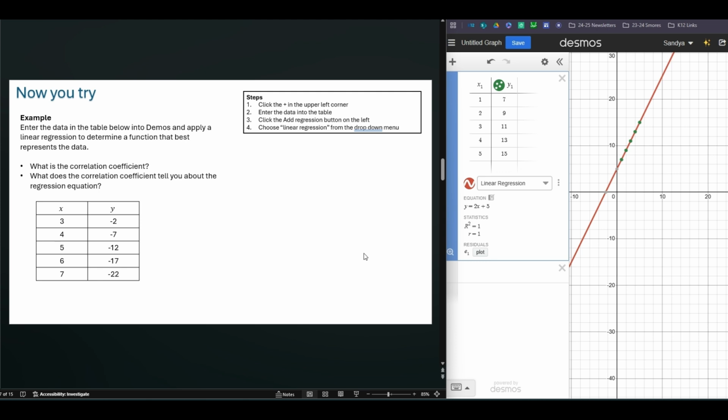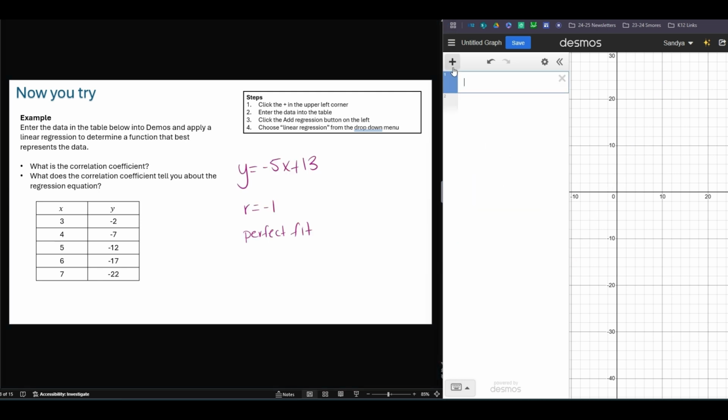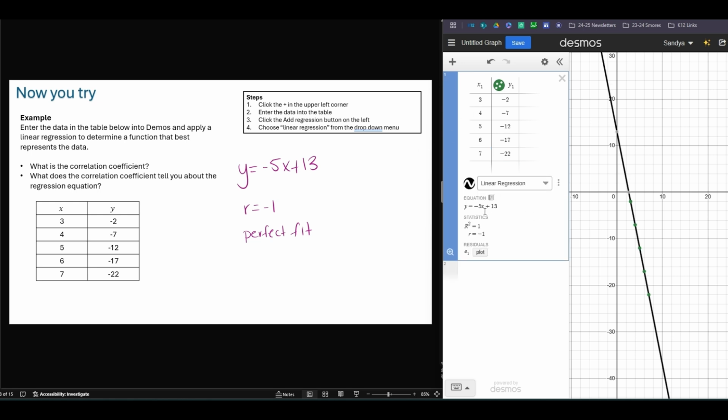Now you can pause the video and try doing this example on your own. Here we have a whole new set of data, but it's the same process as before. You go to table and then type everything in. Once you've done that, you do add regression, and the linear regression tells you the equation is y equals negative 5x plus 13. It says r equals negative 1, so this line is a perfect fit for this data.